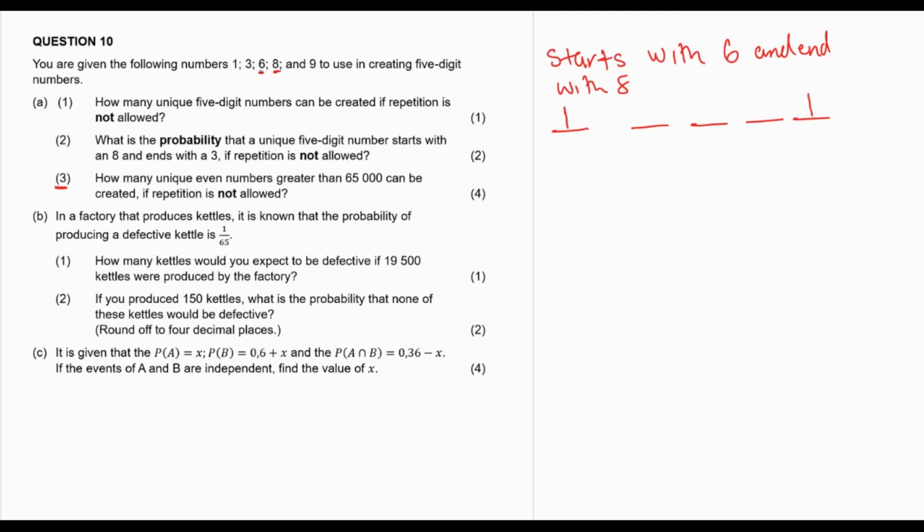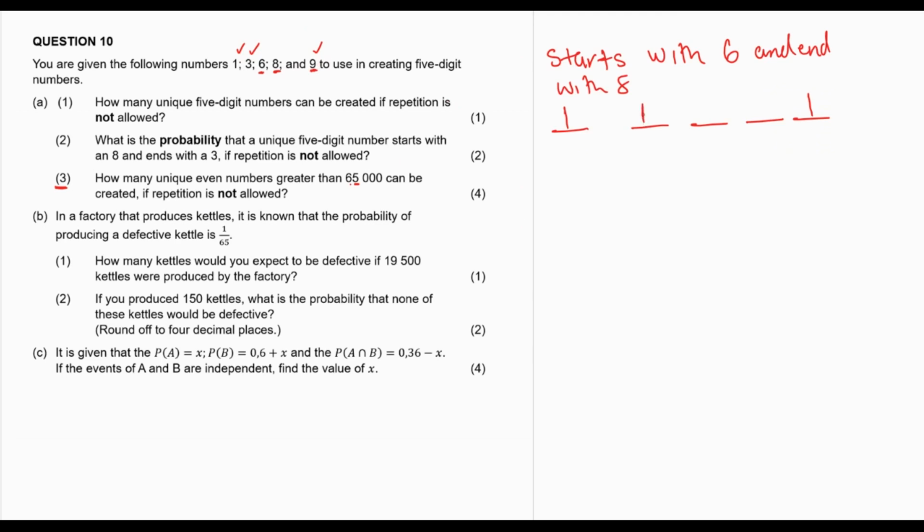Okay. So 6 is taken, 8 is taken. We're left with 1, 3, and 9. But the second number cannot be a 1, cannot be a 3, because the number must be greater than 65,000. So it means the second number must be a number which is 5 or more. The number that we have here is 9. So the second slot is going to be taken by 9, and we only have one 9. Out of these three, 1, 3, and 9, we only have one choice.